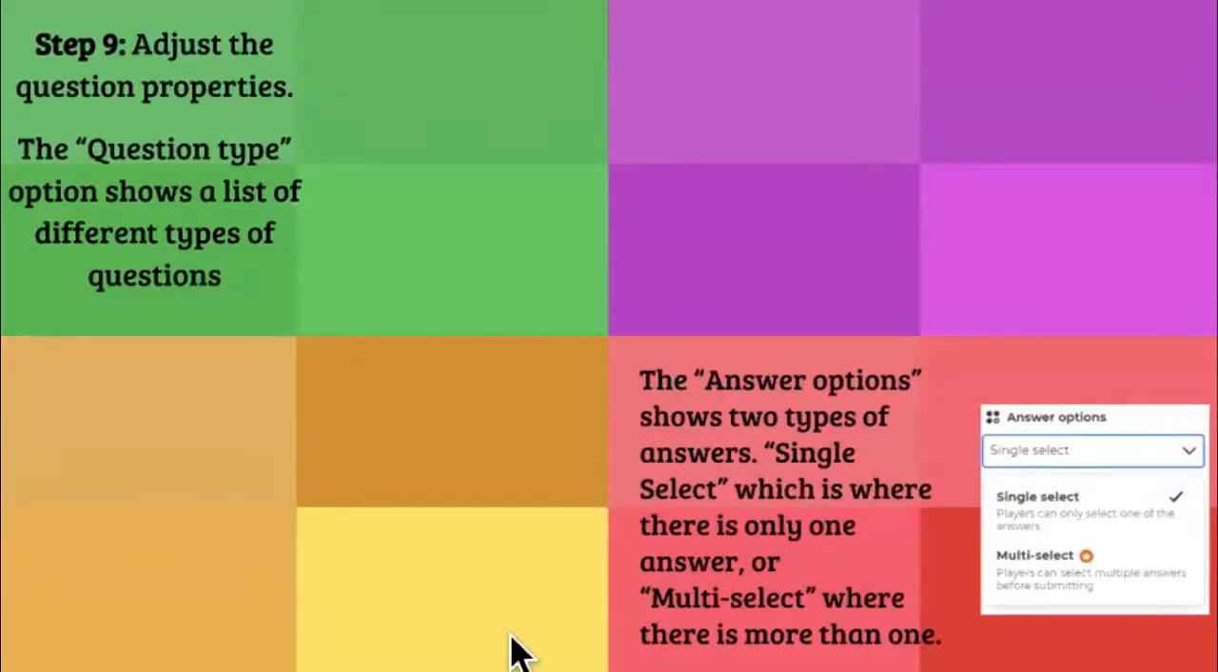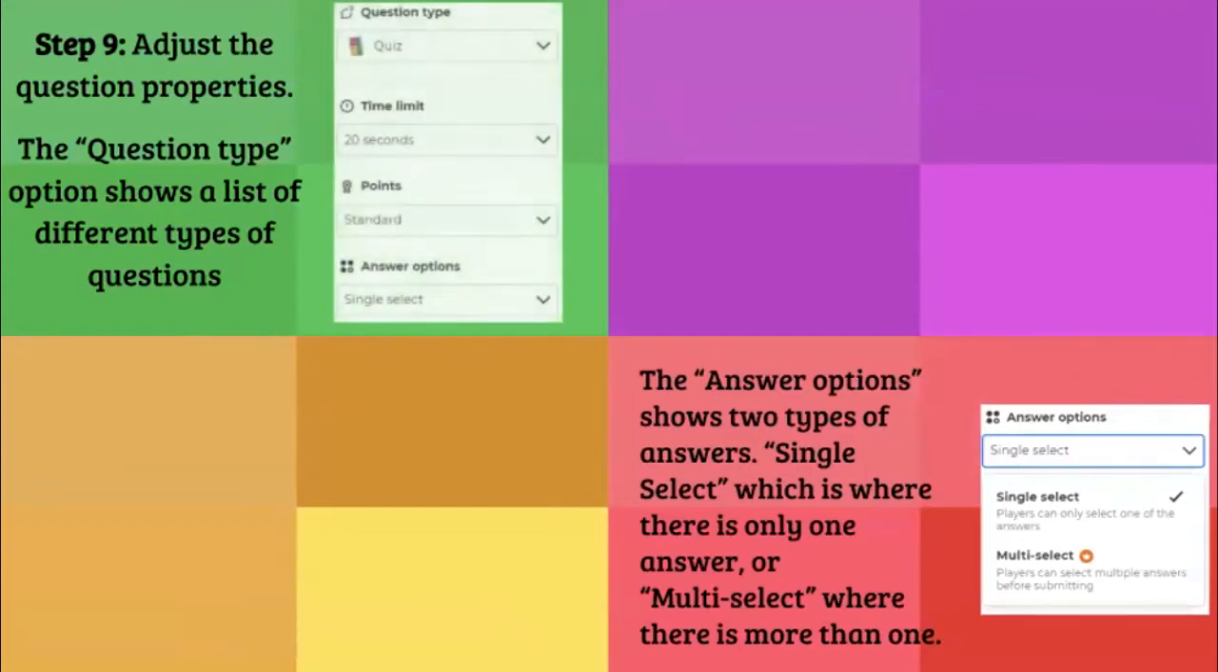The ninth step is adjusting the question properties. So you can choose the question type from the options, which is a list of different types of questions. Here you can see that there are different question types like quiz, but you can also change the time limit, the number of points that people get for getting it correct, and then also the answer options as well.